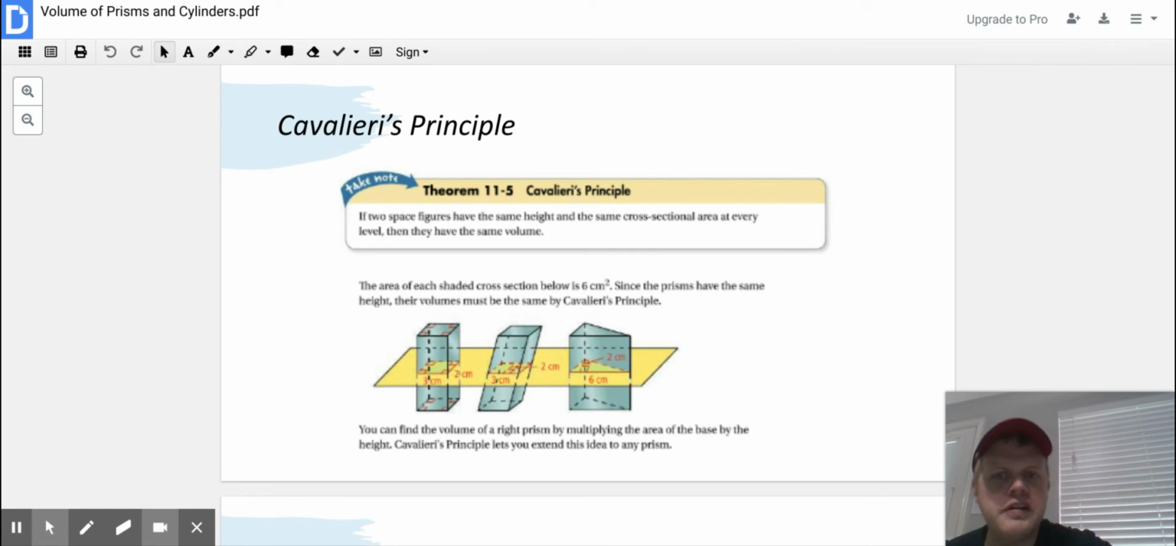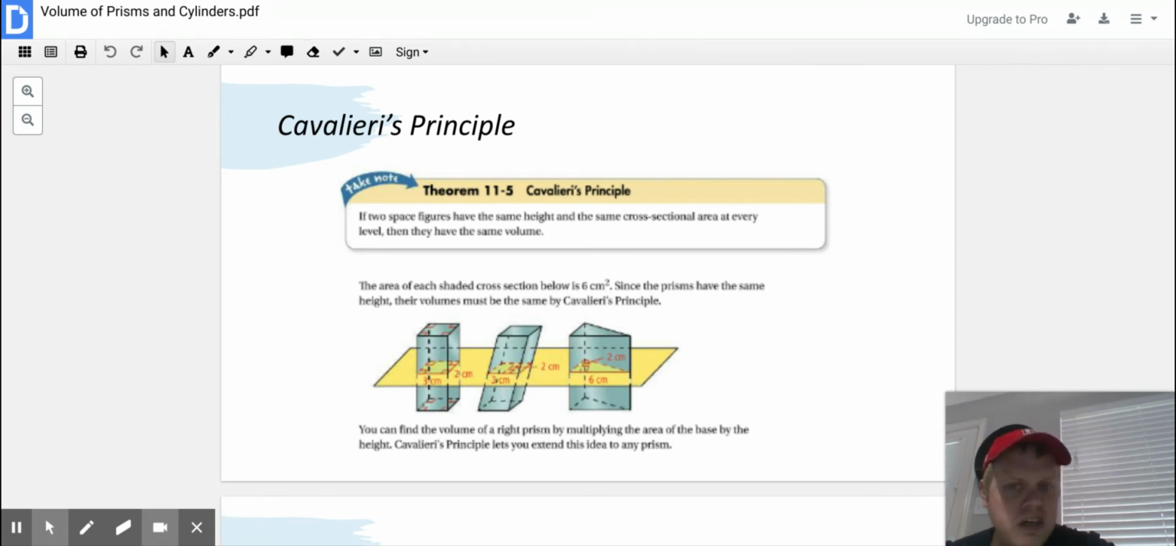In this principle, if two space figures have the same height and the same cross-sectional area at every level, then they have the same volume. That goes back to what we just saw with our oblique prism and our right prism. Here are our examples of what we just saw.